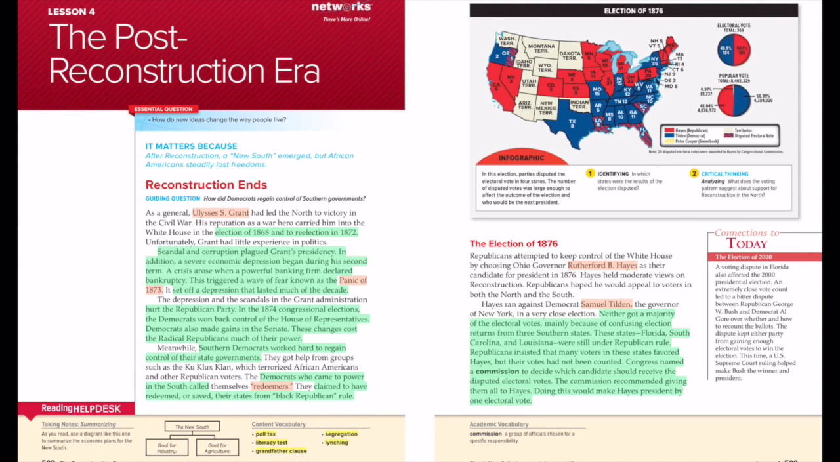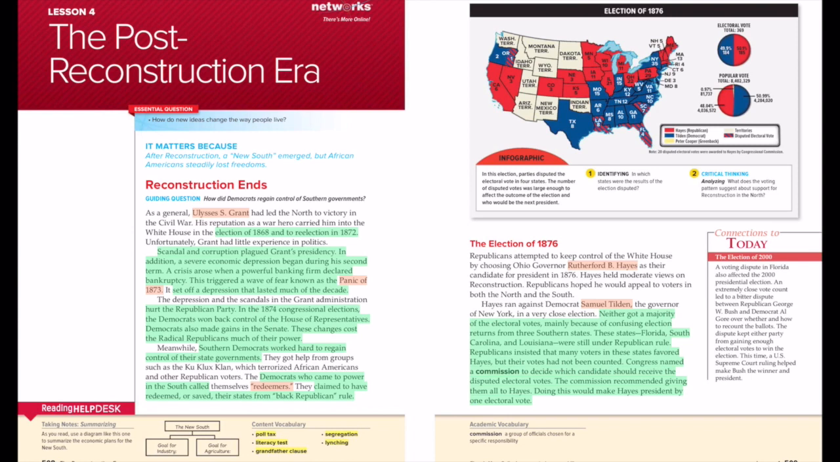The Southern Democrats also worked really hard to try to get control of their state governments again. If you recall, we had talked about how they tried to intimidate the African Americans not to vote. The use of the Ku Klux Klan and other intimidation factors helped the Democrats to gain control again of their own governments, and they called themselves redeemers because they were going to redeem or save their state from that black Republican rule that we had talked about last time.